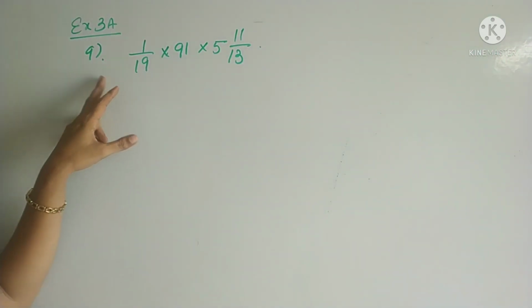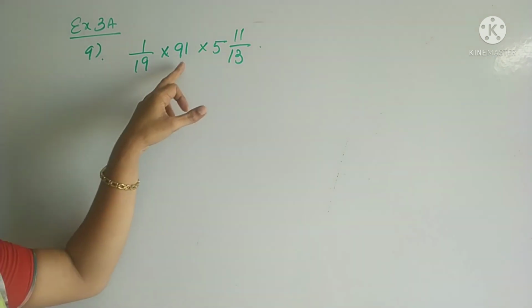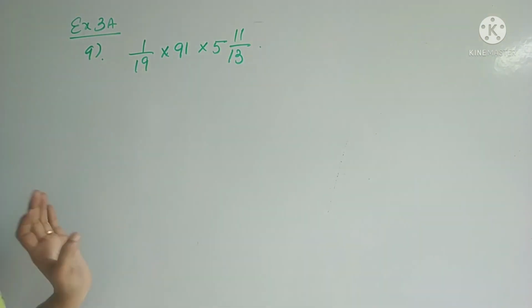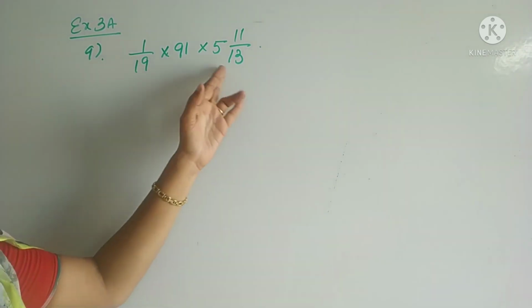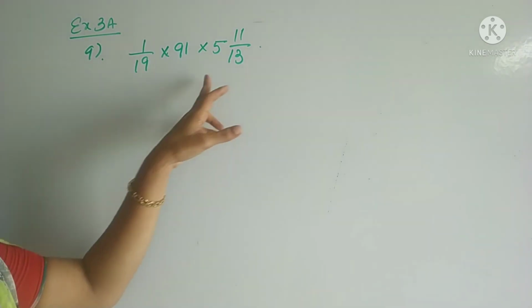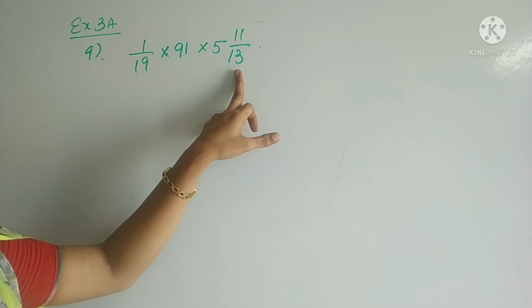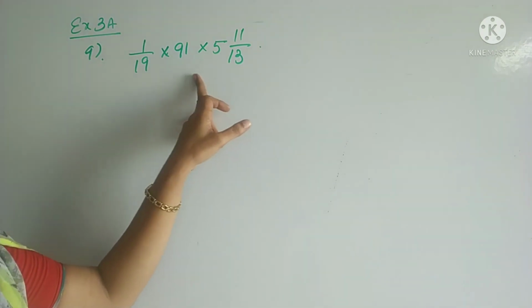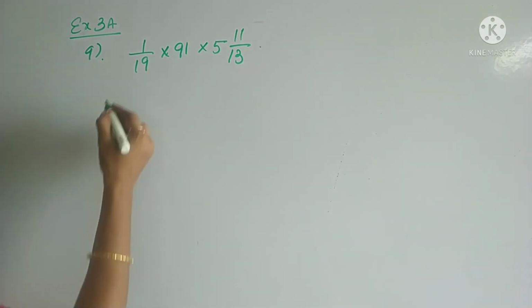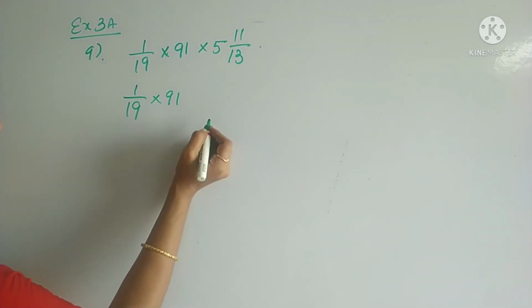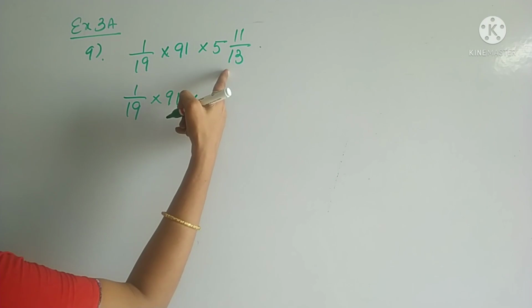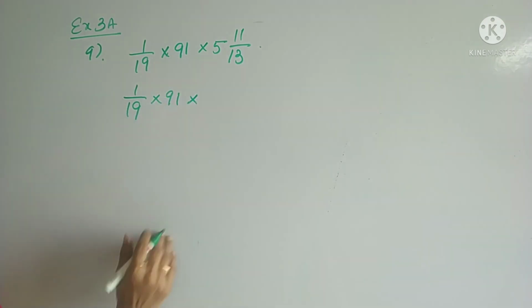Here is next problem, that is 9th one, 1 by 19 into 91 into 5, 11 by 13 we have. Okay. So here also we have one mixed fraction. So we will convert the mixed fraction into improper fraction, and then we will do the product of fractions here. So first, remaining whatever you have, write down. Okay. Next, the last one you have mixed fraction, now convert this one.